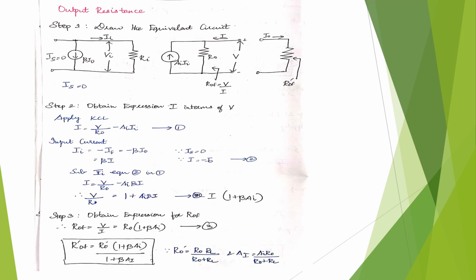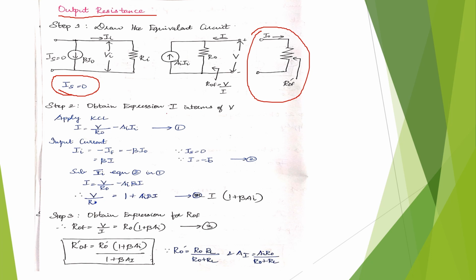Now, what is our next aim? Yes, you are correct. We are going to find out the output resistance for the same. As usual, we are going to draw the equivalent circuit. When we come to the output resistance, we always said our input current is going to be 0, and here the load resistance is going to be disconnected. So these are the two usual things we follow for all the feedback amplifiers when finding out the output resistance.